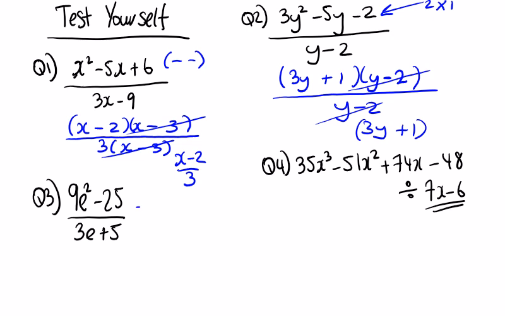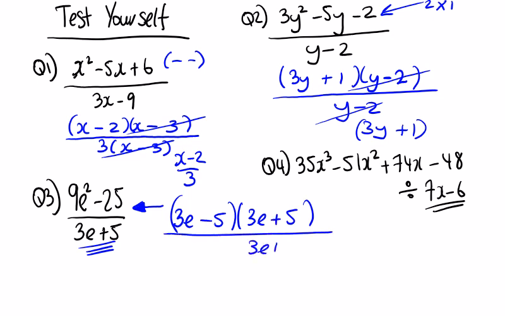Okay, what does it look like on top? I hope you're all saying in your heads the difference of two squares. 3e, and there's a clue on the bottom here. 3e by 3e, 5 by 5, a plus and a minus. We have a 3e plus 5 on the bottom. They cancel, and the answer is 3e minus 5. So identifying the type of question gets you into the solution really quickly.